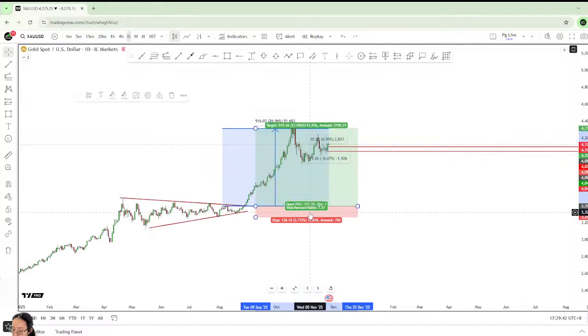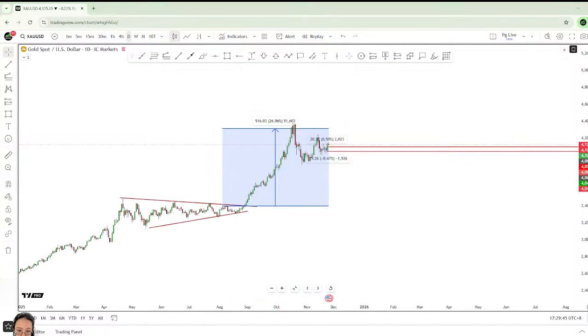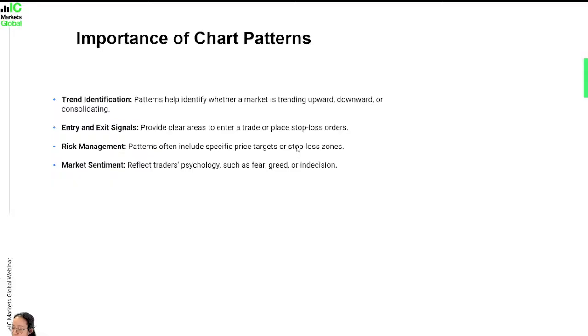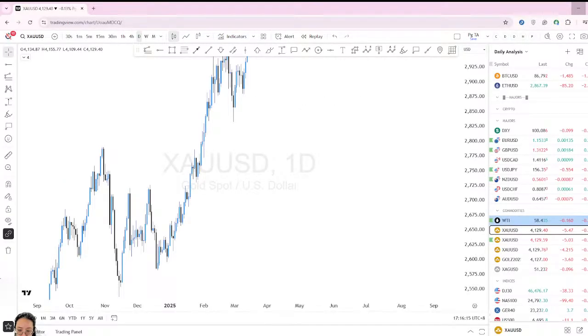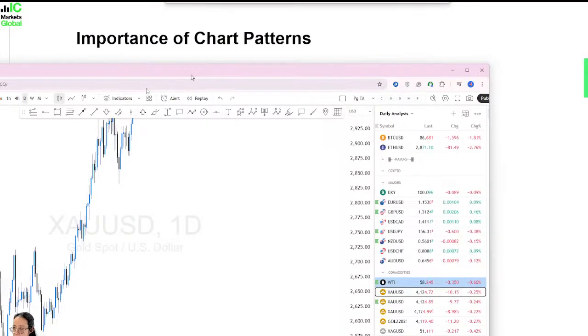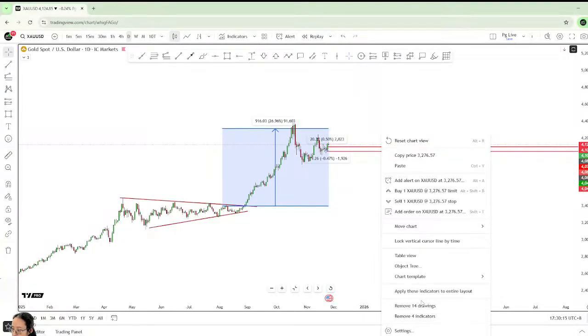So this is the importance of the chart pattern. I know that today's topic, some of you might find quite simple and easy, but trust me, it's very powerful, and I spot that quite often in gold. I spot that a lot in gold, XAUUSD. Okay, so let me remove this.